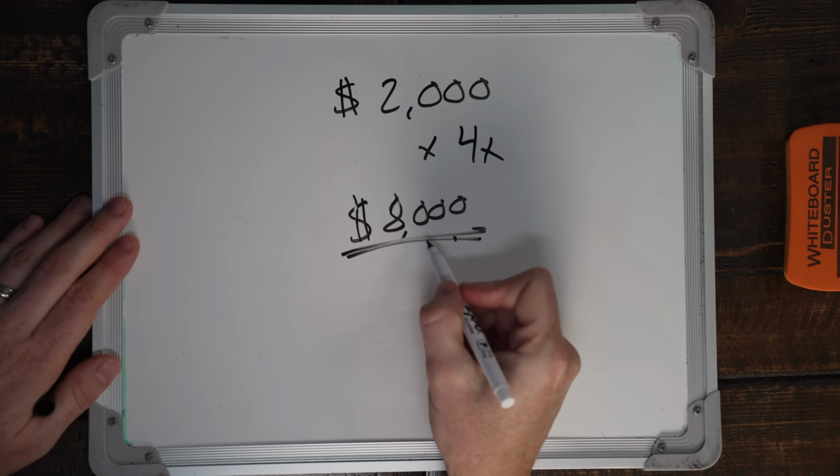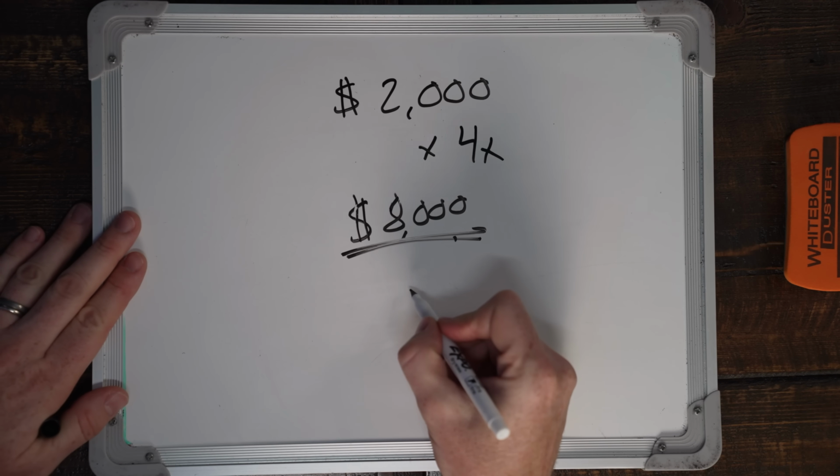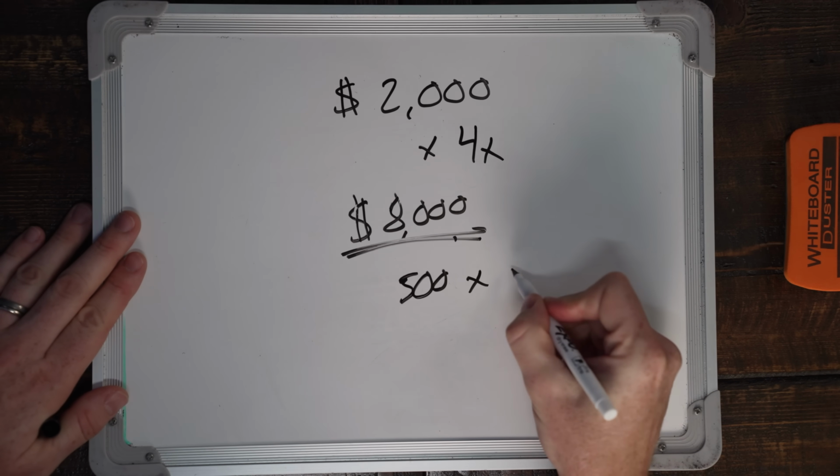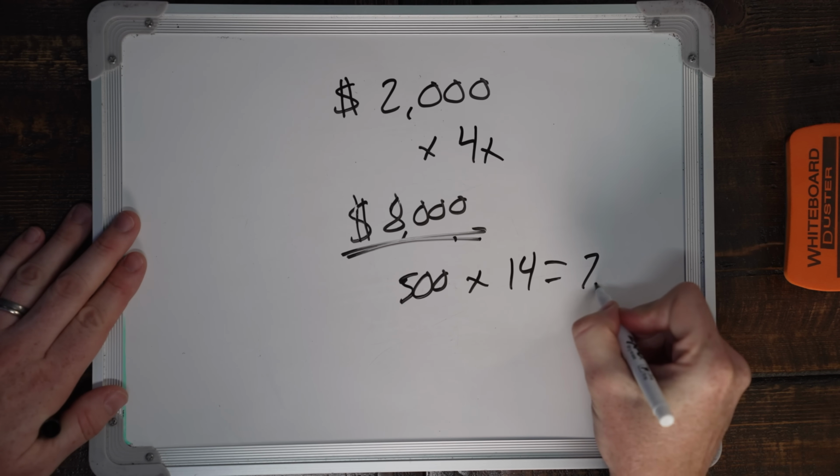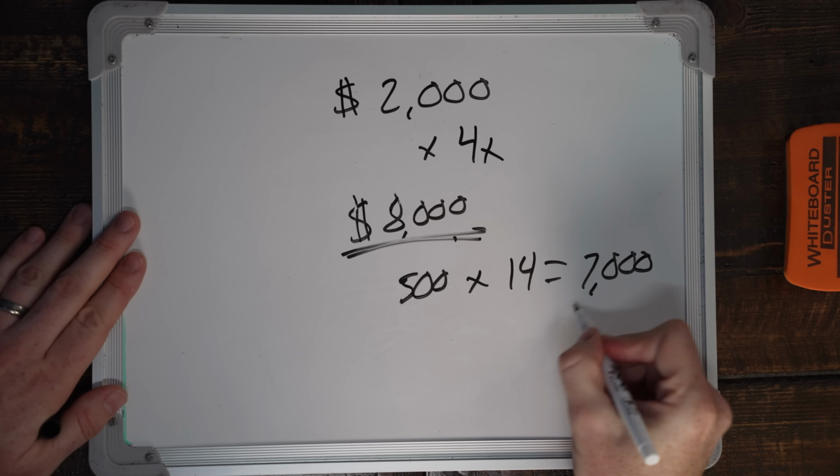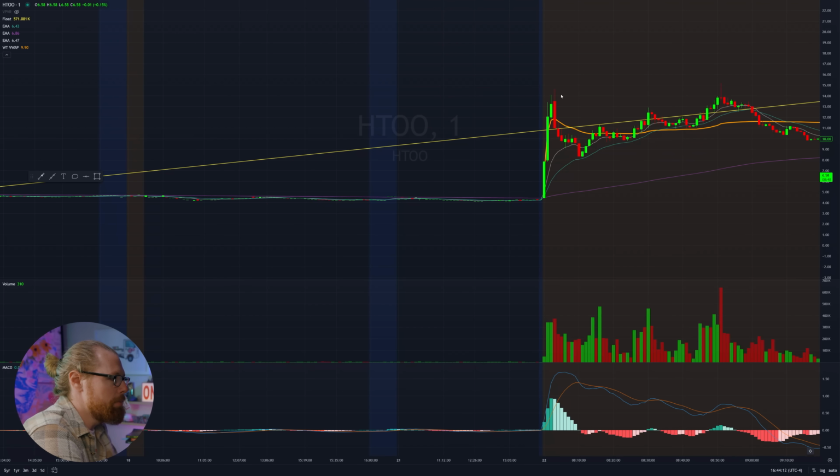You've got an $8,000 account. So let's just say you bought 500 shares times $14 a share, $7,000. Okay, so you've got $7,000 in the position. And then a moment later, this stock peaks up here at 14, and then it drops all the way down to under $9 a share. $9 a share. Holy smokes. So you're in at 14, it drops to 9.